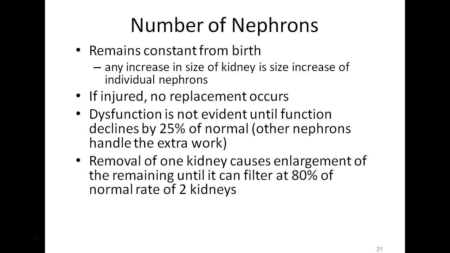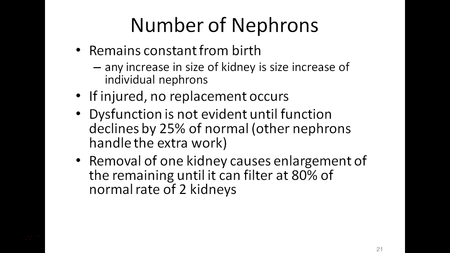So our last slide we discussed in this section just simply mentions the number of nephrons. It's noteworthy that the number of nephrons remains constant from birth. Therefore, any increase in the actual size of the kidney is an increase in the size of individual nephrons. If these nephrons are injured, no replacement occurs. They are very complex structures of epithelia that cannot be cloned very well.